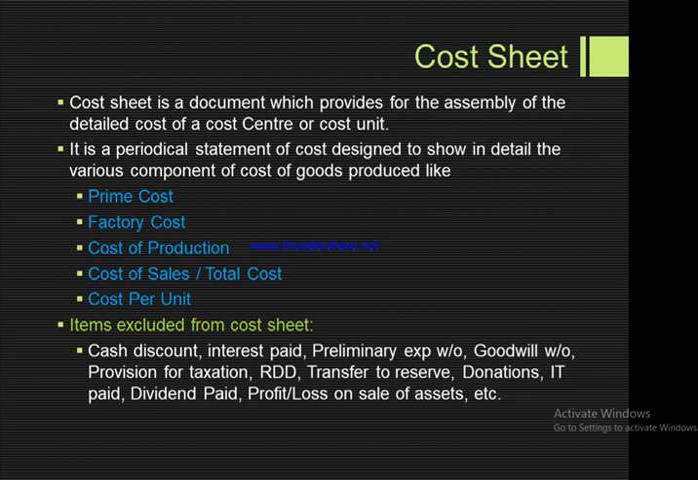This cost sheet divides the entire manufacturing of that product into prime cost, factory cost, cost of production, cost of sales, and finally we arrive at the cost per unit. While preparing this cost sheet, we exclude some items which are not going to be a part of it. That also we have looked into. It is clearly mentioned: cash discount, interest paid, preliminary expenses written off, and transfers to reserves.